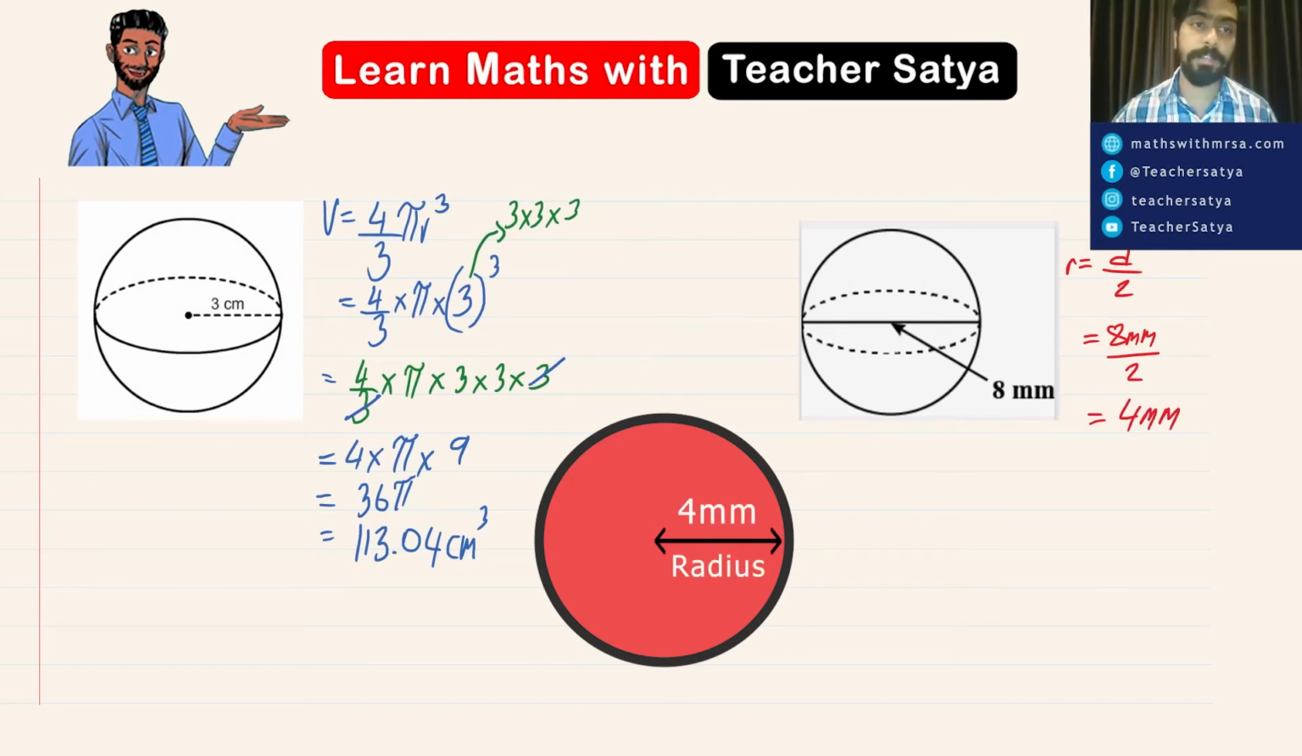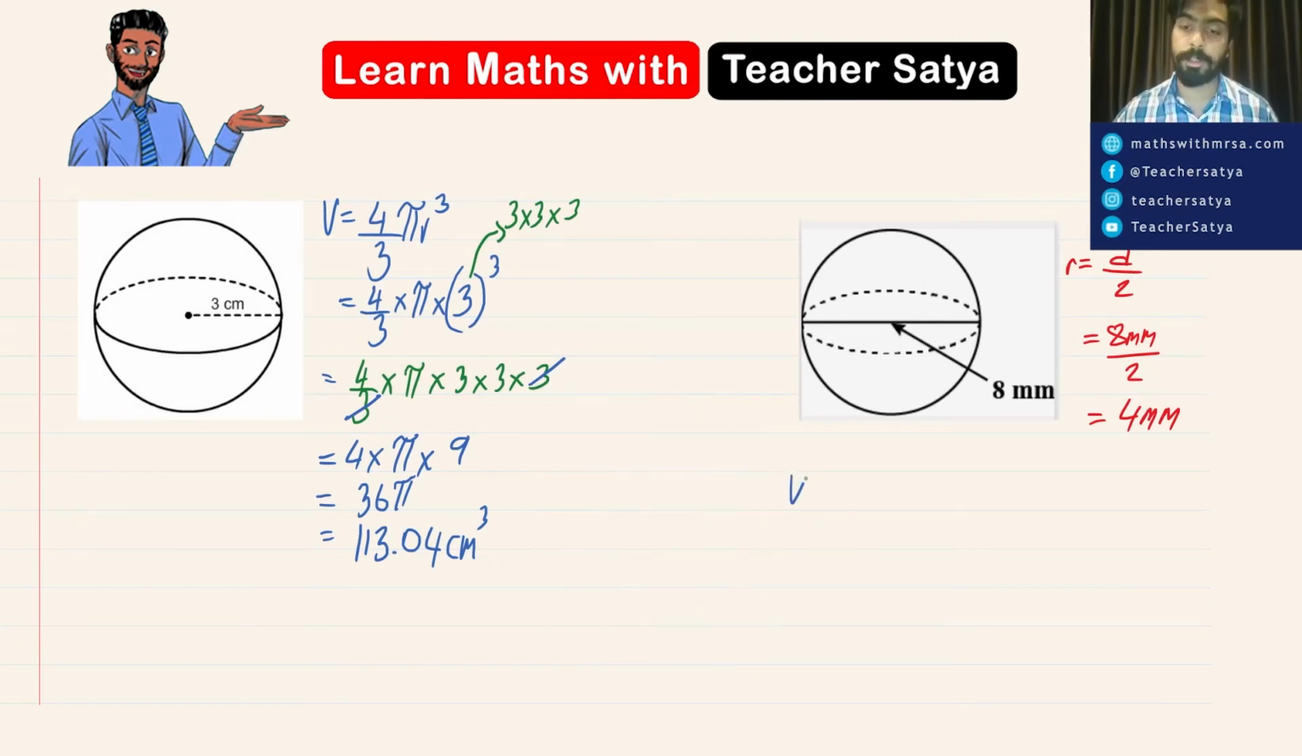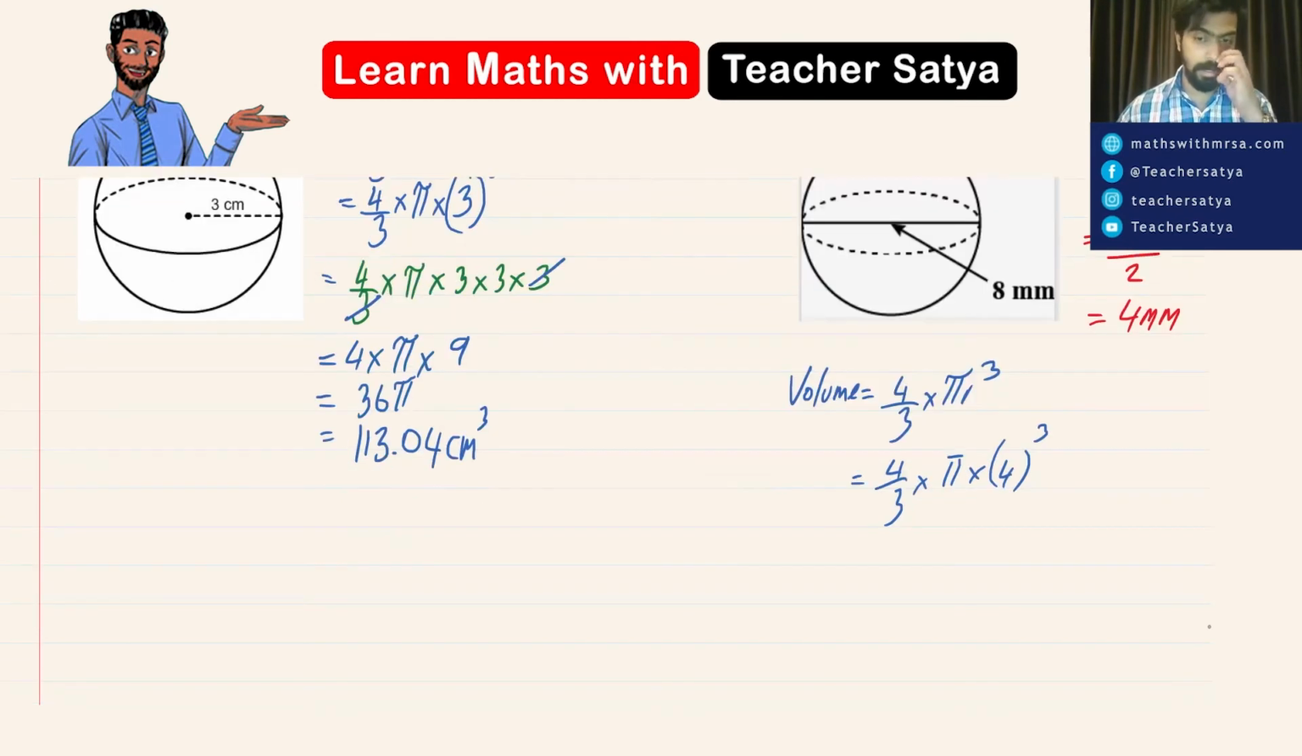Okay guys, now once we have this, we use the same formula to find the volume. Volume is 4 over 3 times pi r cubed. So what we have here is 4 over 3 multiplied by pi multiplied by 4 to the power of 3. Right guys? So 4 to the power of 3 is 4 times 4 times 4, which would give us 64. Right guys? Now 4 times pi times 64 should give us 256 pi divided by 3.